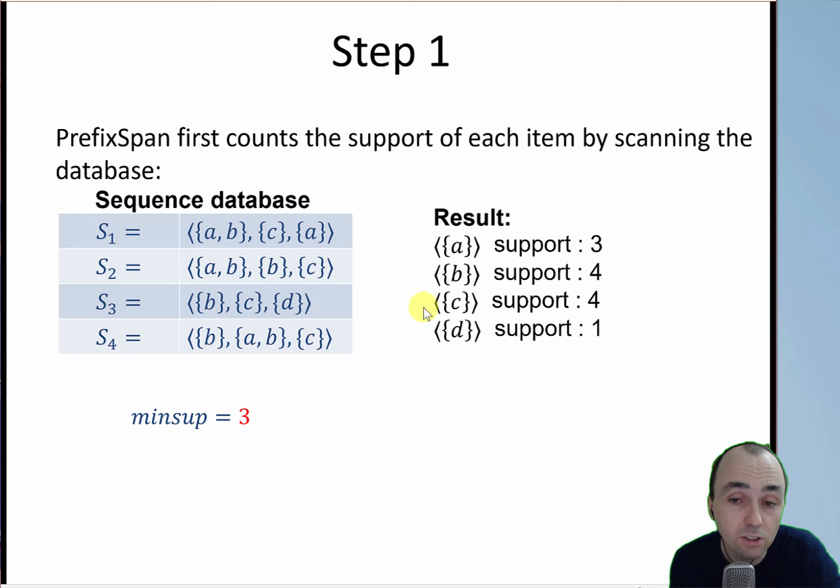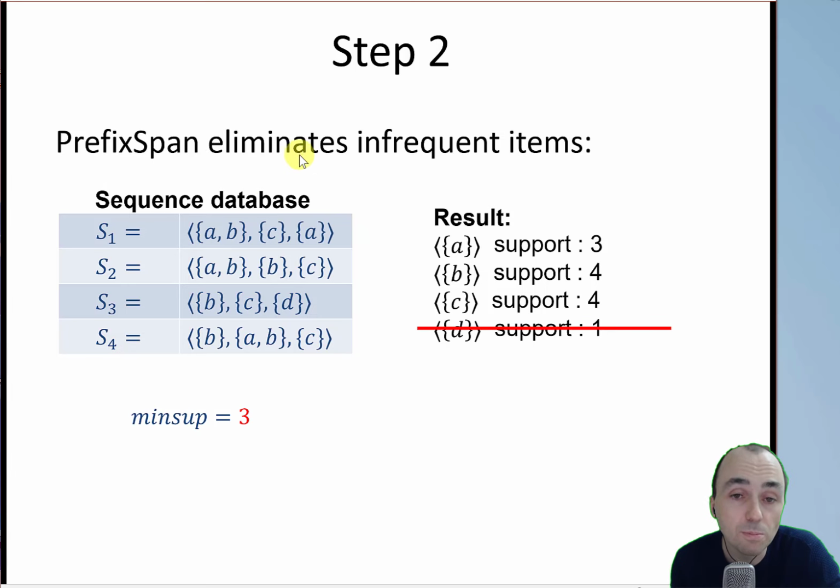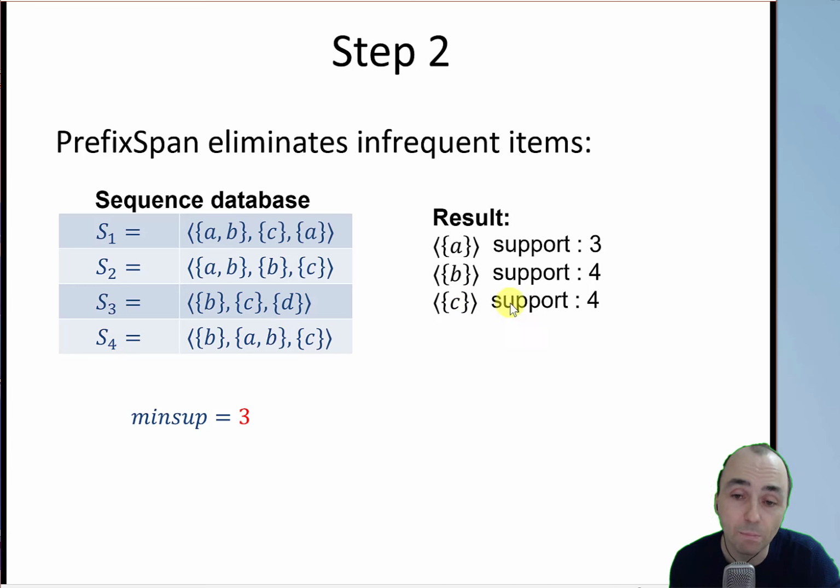Our goal here is to find the sequential patterns that appear at least 3 times. You can see in these results D appears only 1 time. Okay, so this is not good. What will happen here? PrefixSpan will eliminate the infrequent item like D, because D appears only 1 time. So any pattern that contains D cannot be frequent, and we don't need to look at D anymore. Okay, for this example, this gives us the patterns with only one item: A, B, and C. All of them appear at least 3 times, so they are sequential patterns.